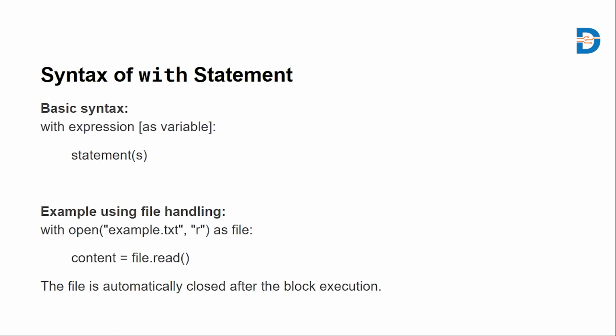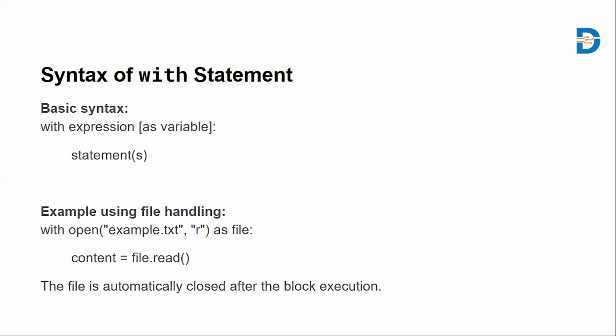The syntax of the with statement is quite simple. Here's the basic structure: with expression, inside the square braces you use as variable, then end it with the colon. After that, you give a statement inside the block. Here, the expression typically refers to a context manager, such as a file or a network connection.